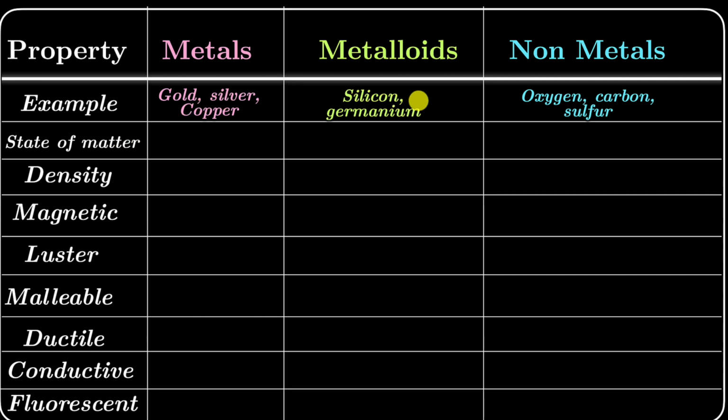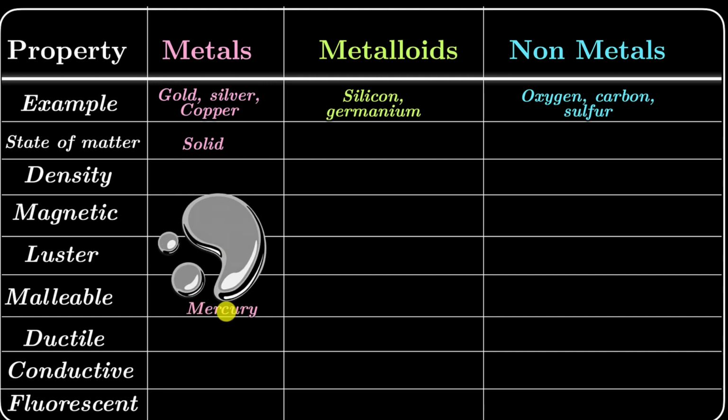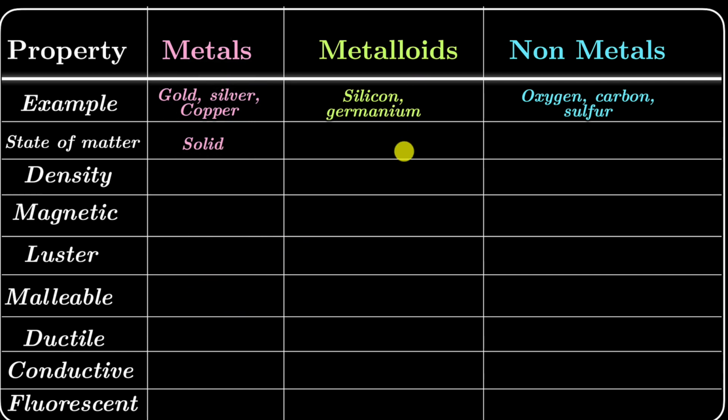What state of matter they are at room temperature. You will find that metals are mostly solid. I say mostly because there are exceptions. For example, mercury is a metal, but it's liquid at room temperature. And what about metalloids? They're also solids, but nonmetals, they're mostly gases and solids.